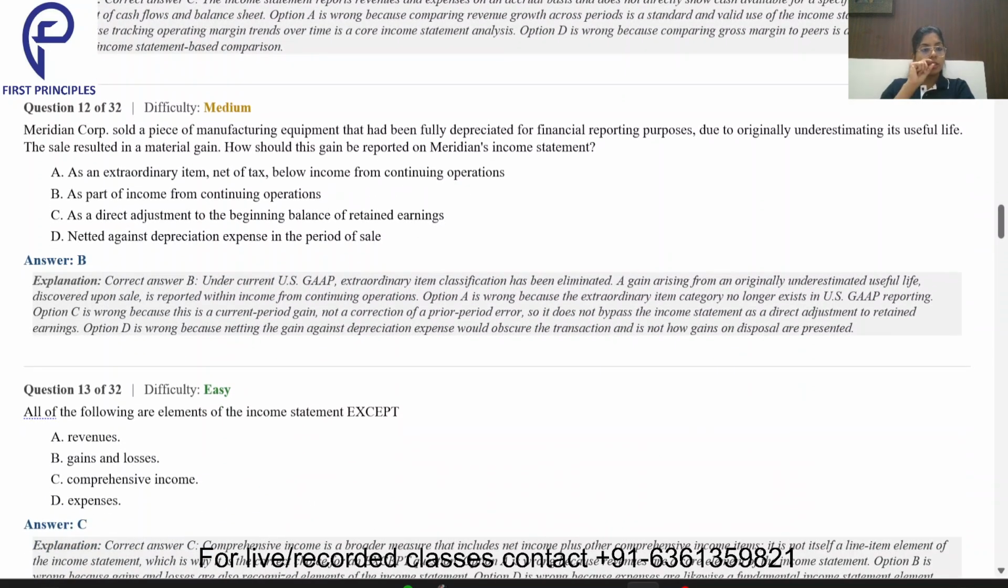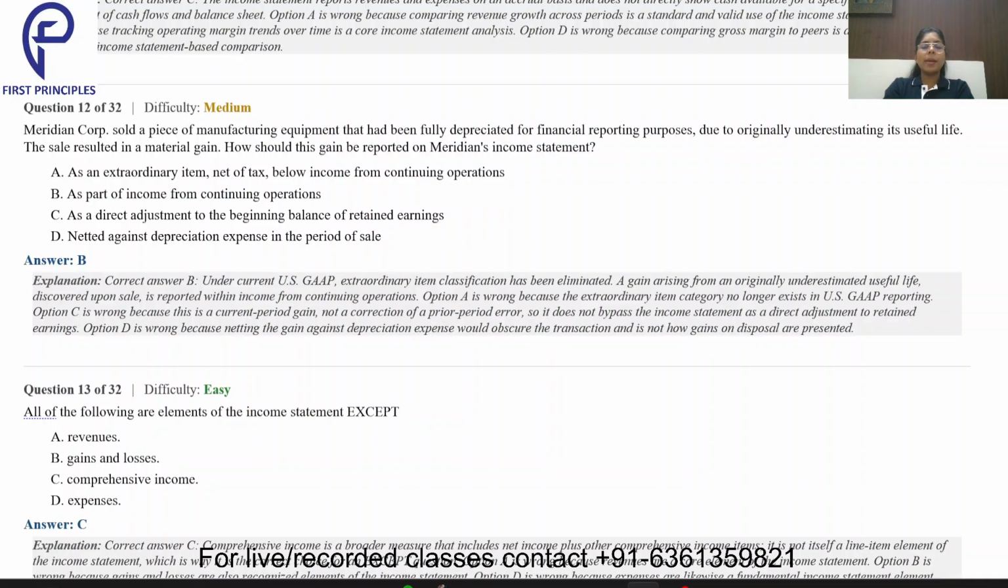Then question number 12. Meridian Corporation sold a piece of manufacturing equipment that had been fully depreciated for financial reporting purposes due to originally underestimating its useful life. The sale resulted in a material gain. How should this gain be reported on Meridian's income statement?